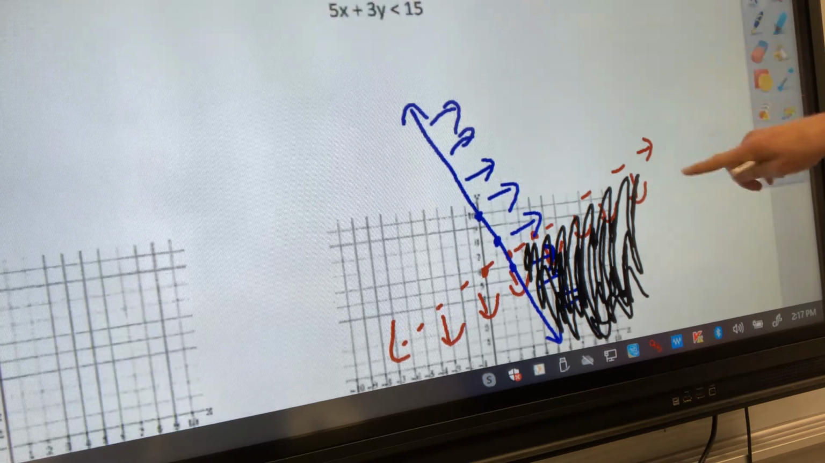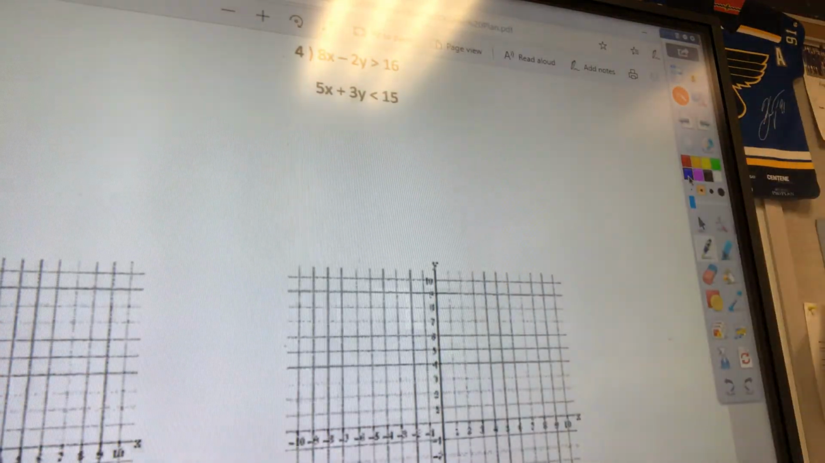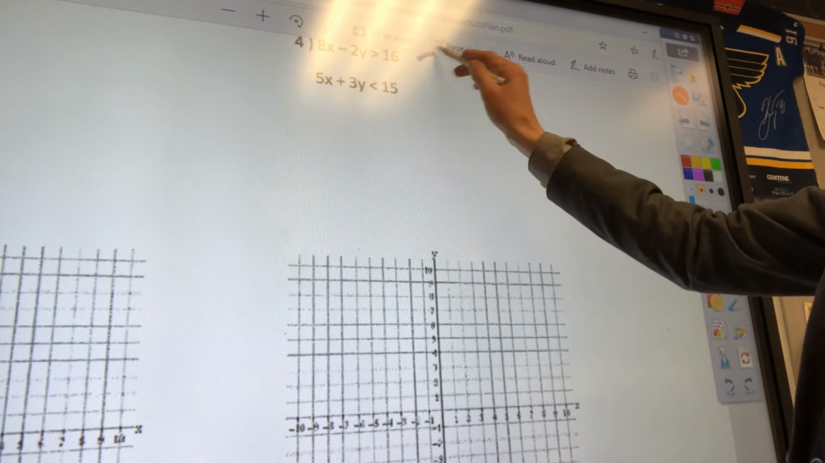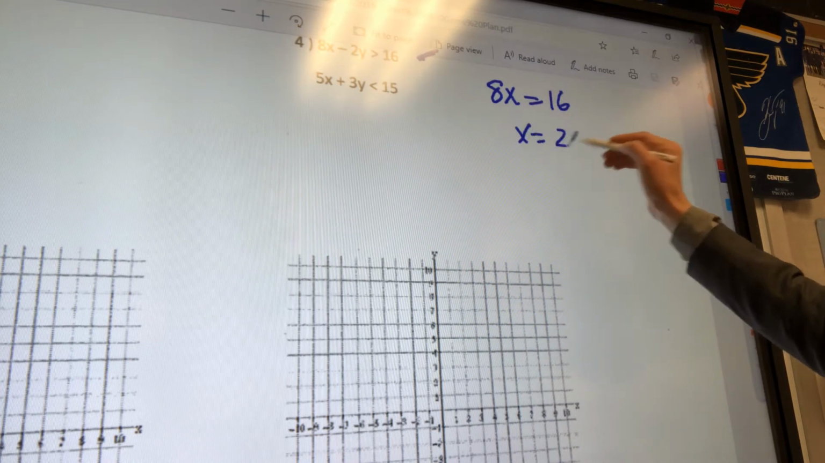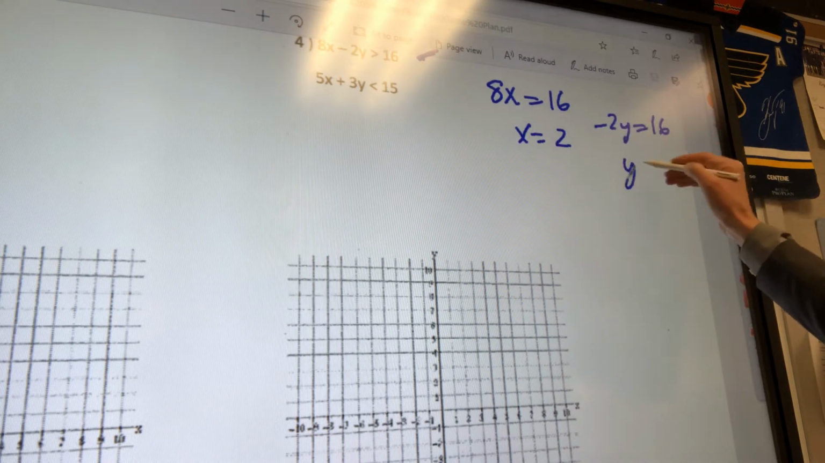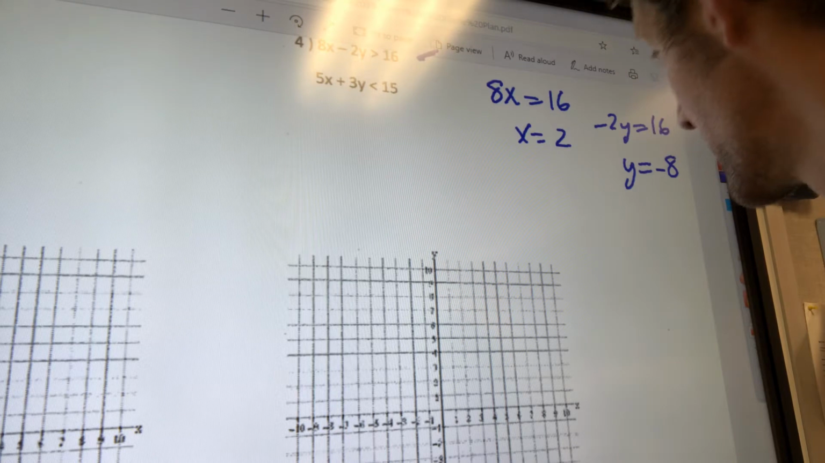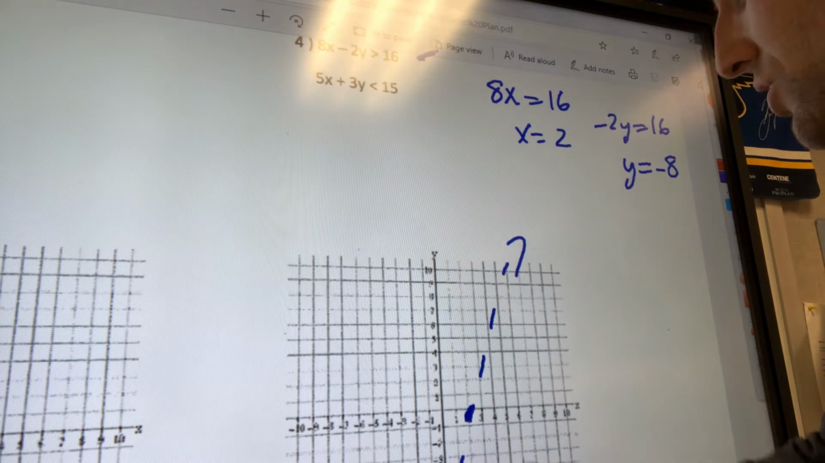How about we talk about one like number 4 on this page? On your page you can see that's 8x minus 2y greater than 16. I'm going to graph that one here in blue. So 8x is equal to 16, cover-up method, x is 2. Negative 2y is equal to 16, y is negative 8, cover-up method. So the y-intercept is negative 8, x-intercept of 2, says greater than, so dotted line, and I'm going to shade.